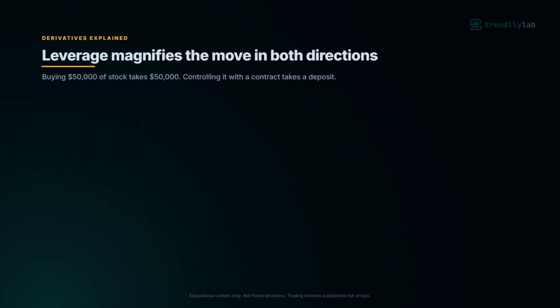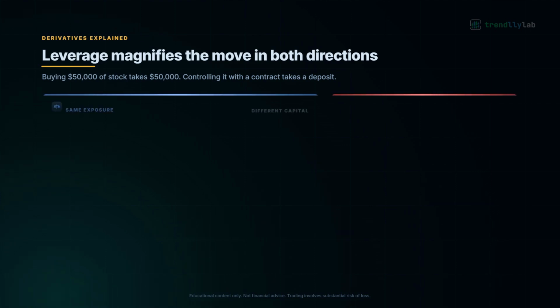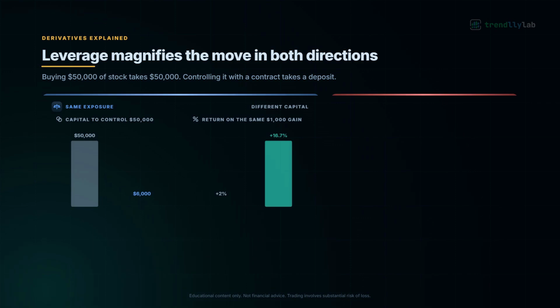Leverage magnifies the move in both directions. Buying $50,000 of stock takes $50,000, while controlling it with a contract takes a deposit. Same exposure, different capital. The table sets it out. To control $50,000 of exposure, buying the stock costs the full $50,000, and posting margin on the futures costs $6,000.